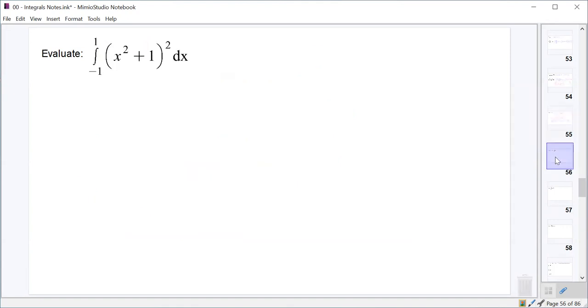So let's take a look at another one. The integral from -1 to 1 of x squared plus 1, squared. So in order to do this, the first thing we're going to do is expand out that x squared plus 1 squared. So this will give us an integral from -1 to 1 of x to the 4th plus 2x squared plus 1 dx.